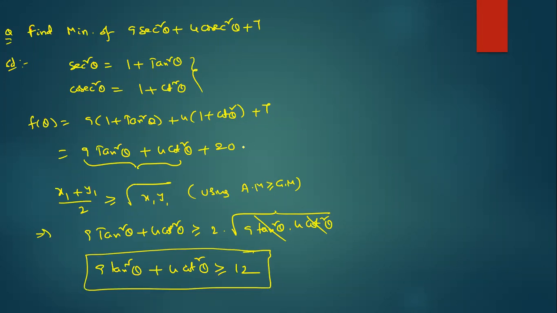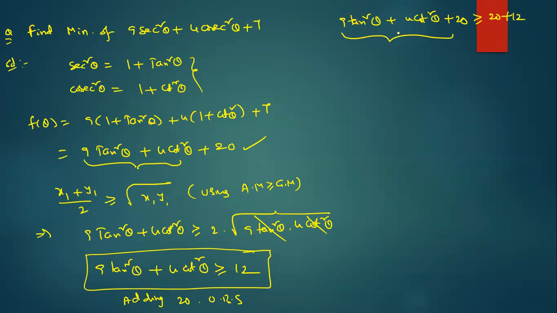Still one term is missing. What is that? 20. Just adding 20 on both sides, we get 9 tan square theta plus 4 cot square theta plus 20 is at least 20 plus 12. What is this nothing but? This is the same as 9 secant square theta plus 4 cosecant square theta plus 7. So what is the minimum? So the minimum is 32.